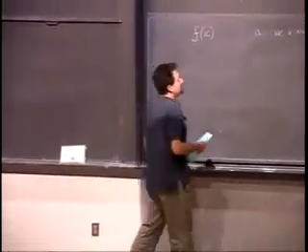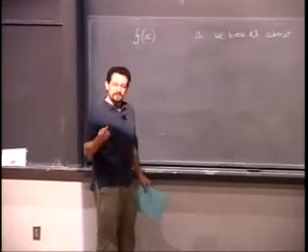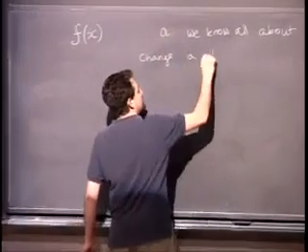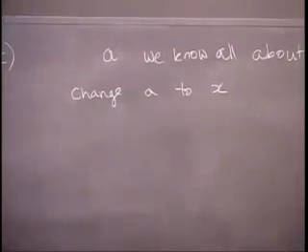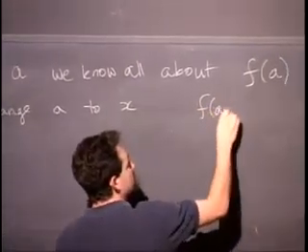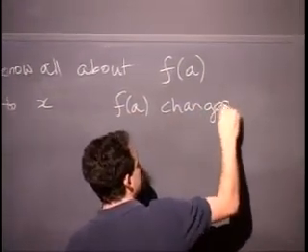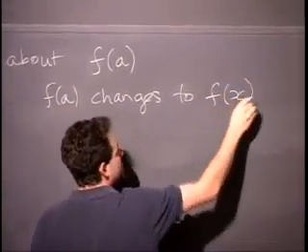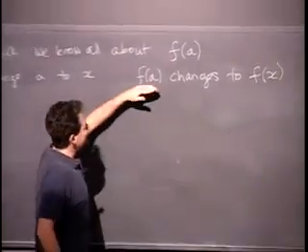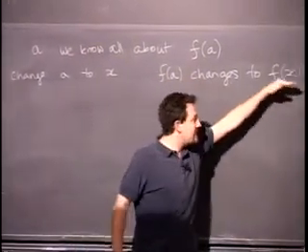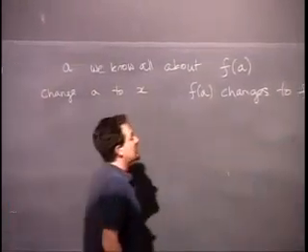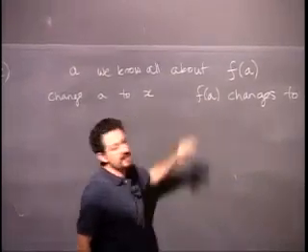And the idea was we were going to change A a little bit. We were going to change A into x. And, of course, if you do that, f of A changes to f of x. And the idea is we'd like to know what f of x is. So we're going to use f of A as the springboard to f of x. So we're going to change A to x. f of A changes to f of x. We can't get at f of x directly, so we're going to use f of A to help us.